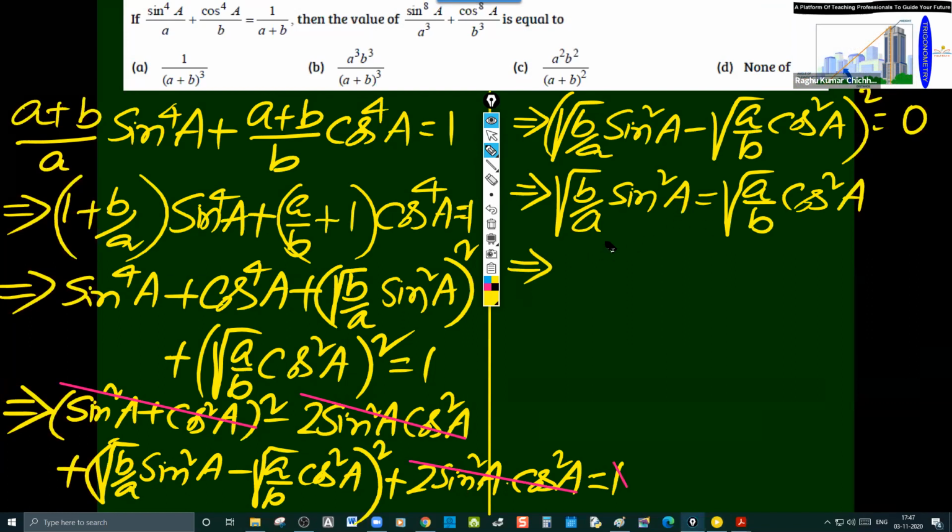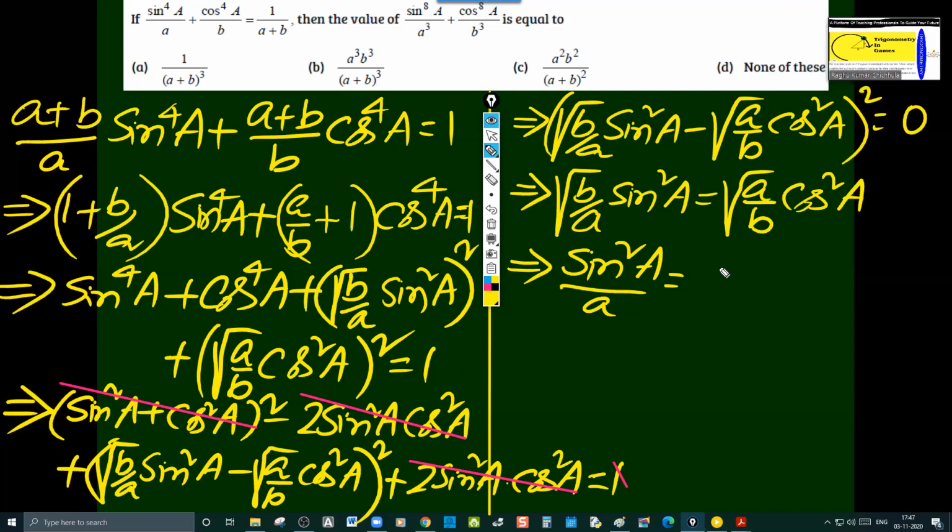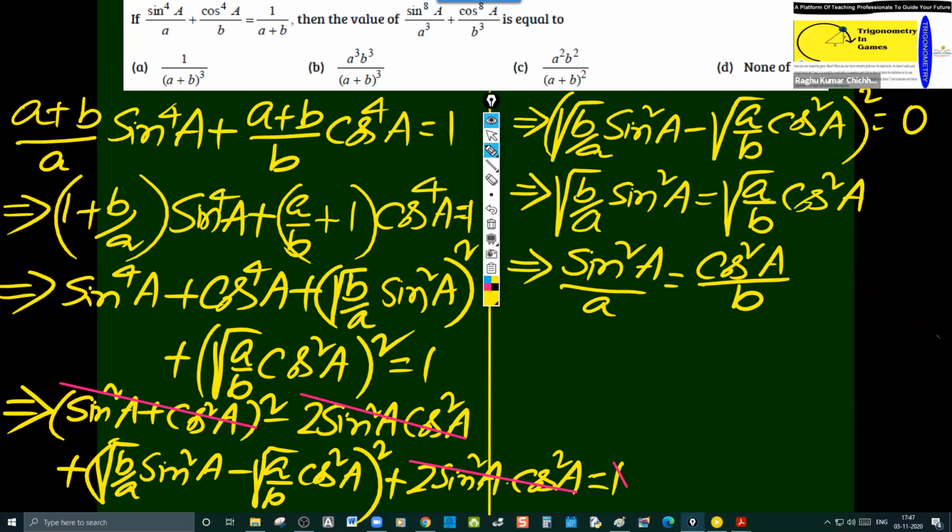Can we write like this? Yes, sir. Now cross multiply this: root A into root A becomes A, and root B into root B becomes B. Correct or not? The entire problem lies here only. I just adjusted it like A on one side and B on another side.